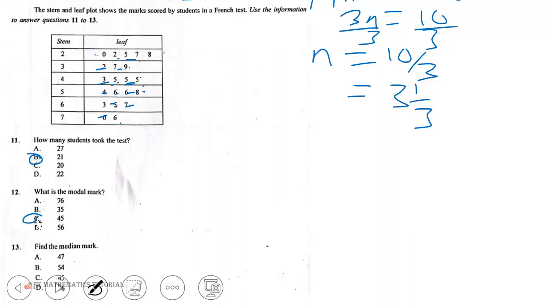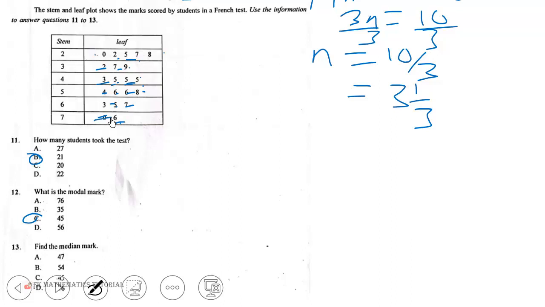Then we find the median mark. The median mark is the number in the middle after we arrange in order of magnitude. So already it has been arranged for us. So since there are 21, there will be 10 to both sides.